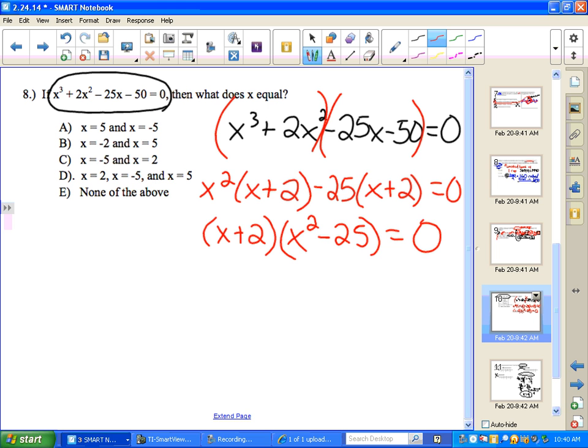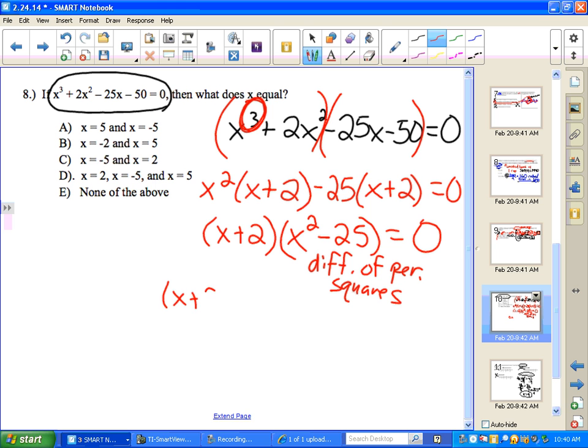So the highest exponent is a 3. So right now, as it stands, we do not have 3 binomials. So we know if we split them up right now and set it equal to 0, it's not going to work. We need 3 binomials so that we can take care of getting our 3 answers.